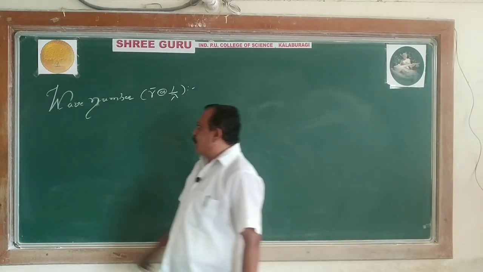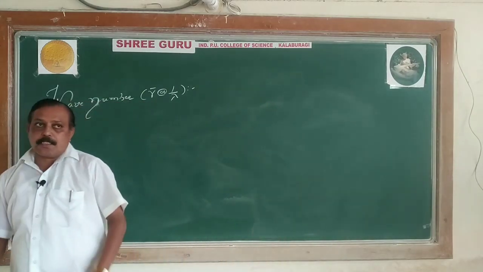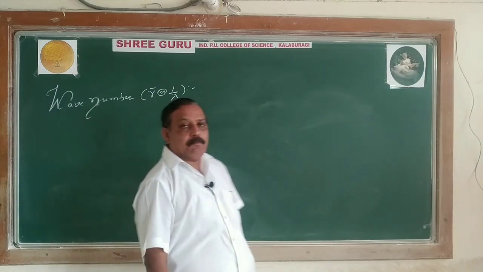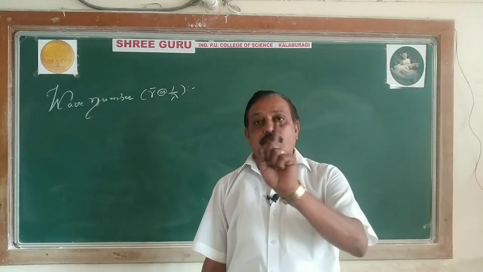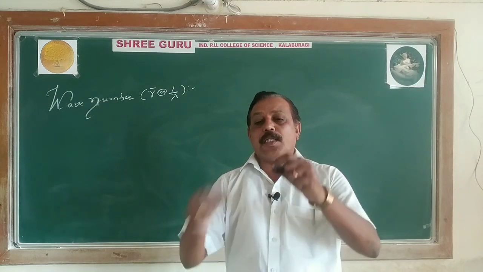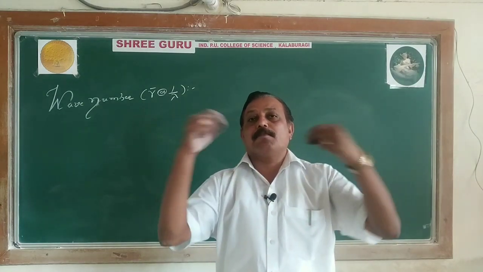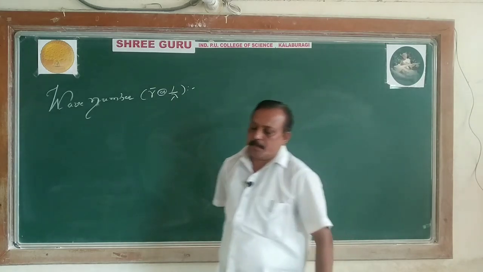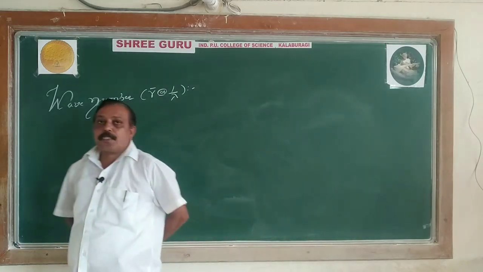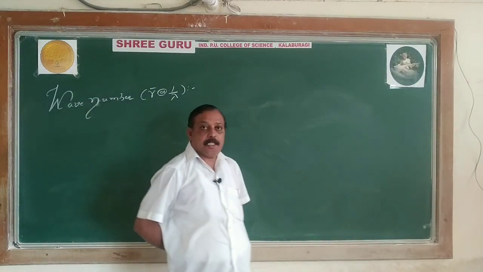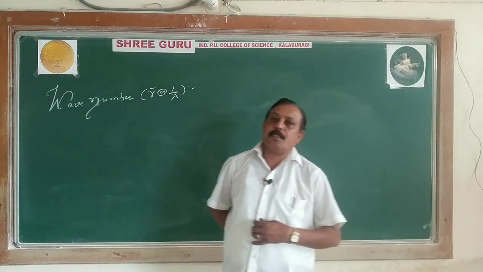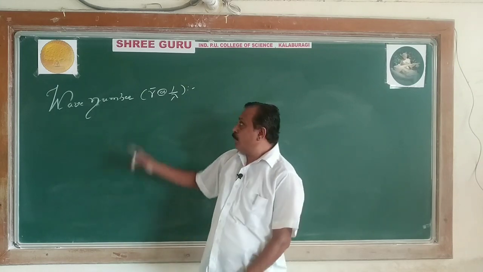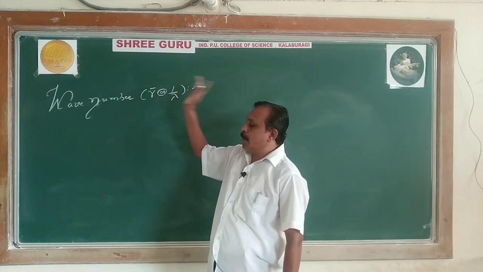So, the wave number is defined as the number of waves contained in 1 meter length of the medium. That measures what? Wave number. The number of waves contained in 1 meter length of the medium is known as wave number. So it is the reciprocal of wavelength. It is denoted by nu bar.